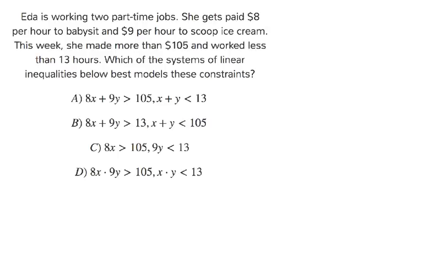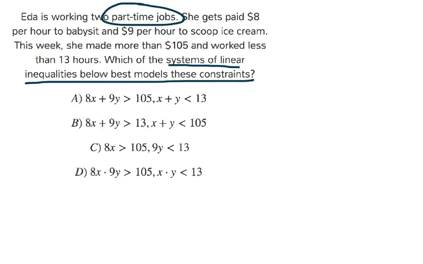All right, this question is about Ida, who works two part-time jobs, and we're looking to build a system of linear inequalities, which just means two inequalities that work together to help define some sort of situation. Let's see what's happening here. She gets paid $8 per hour to babysit, and she also gets paid $9 per hour to scoop ice cream. Those are her two jobs.